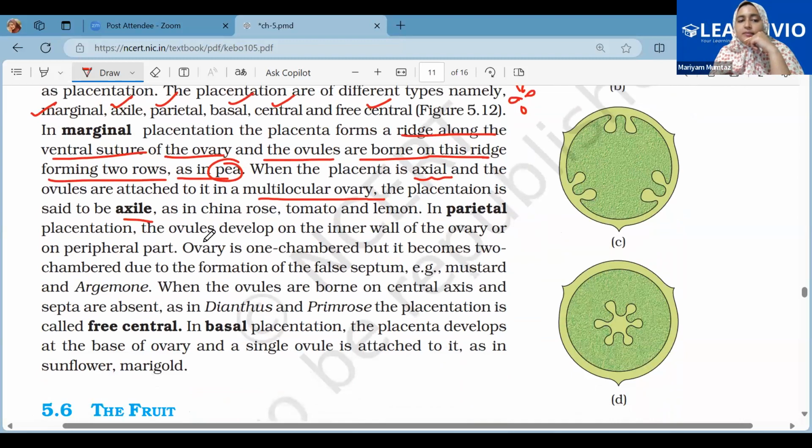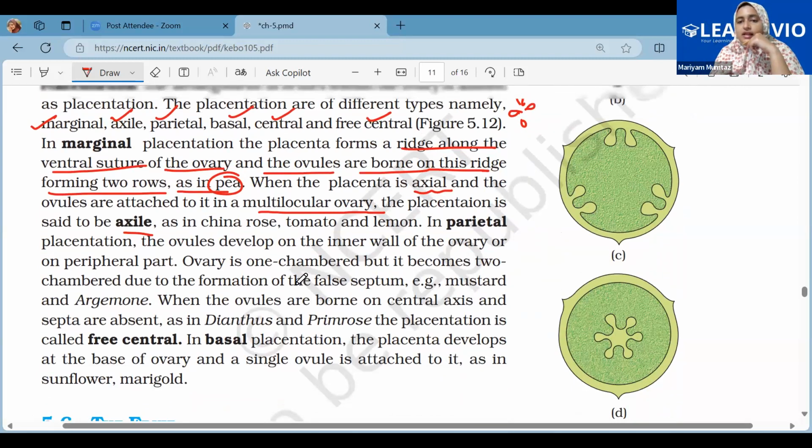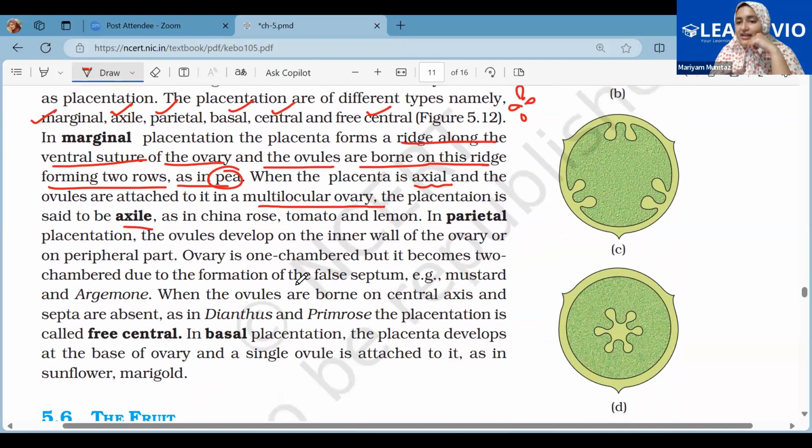Now in parietal placentation, parietal, right? The word parietal refers to periphery, isn't it? So now in this case, the ovules develop on the inner wall of the ovary or on the peripheral part. So whenever the ovule, see, this is at the periphery. Periphery means at the sides. So when the ovules will be present at the periphery, we'll call it as parietal. And this one is found in mustard and argemone.